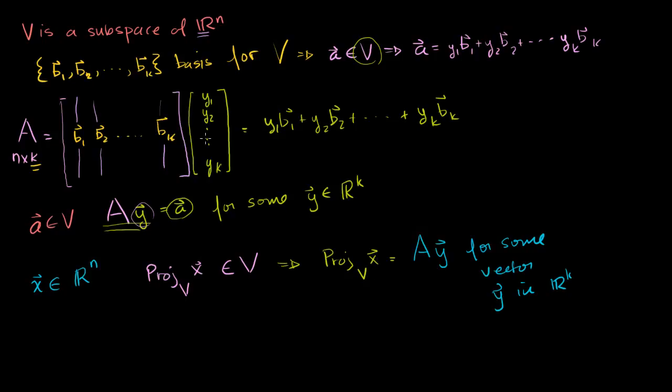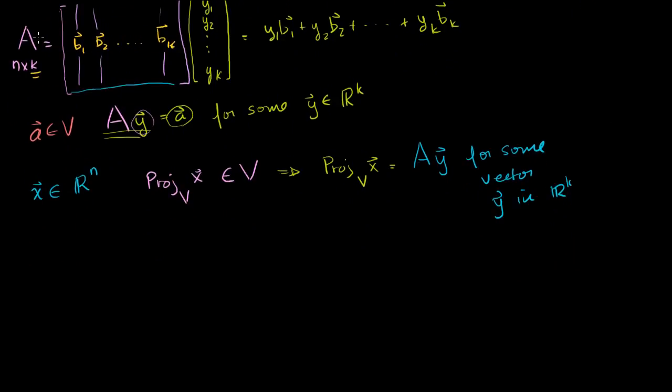All I've said is any member of V can be represented as a product of our matrix A, which has the basis for V as columns, and some member of Rk. That just comes out of the fact that these guys span V, that any member of V is a linear combination of those guys. We know that the projection of x onto V is a member of our subspace V. It has to be inside of V. So it can also be represented this way. Now, what was our definition of our projection?